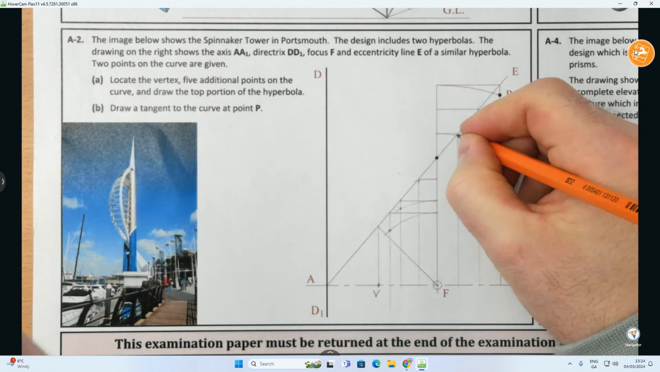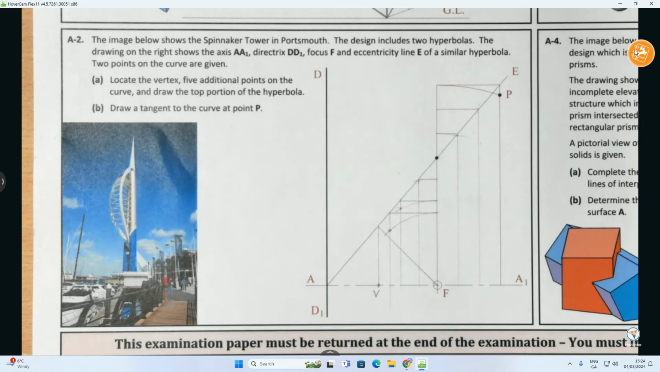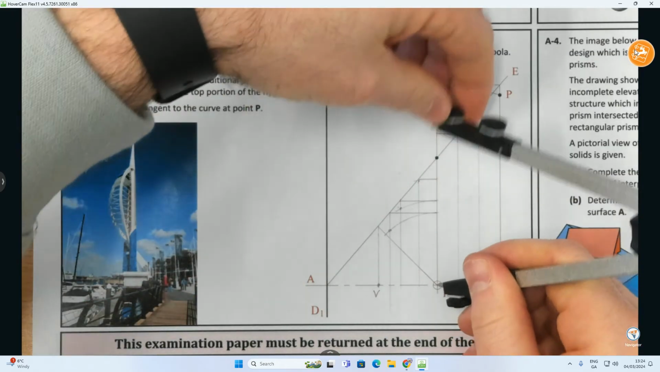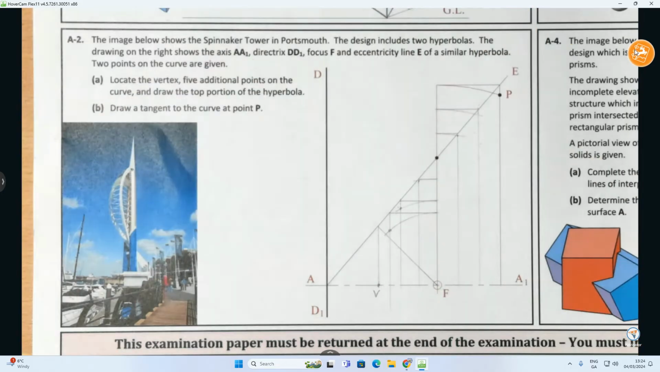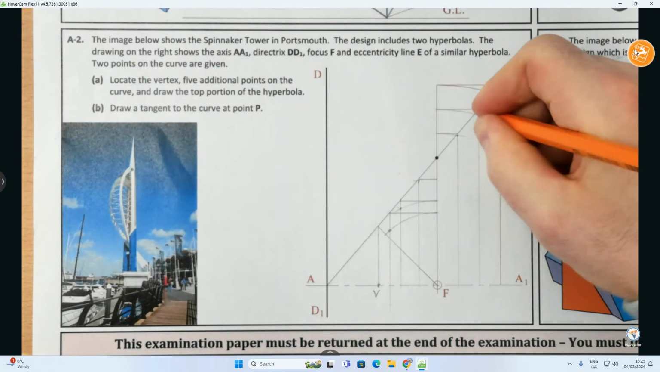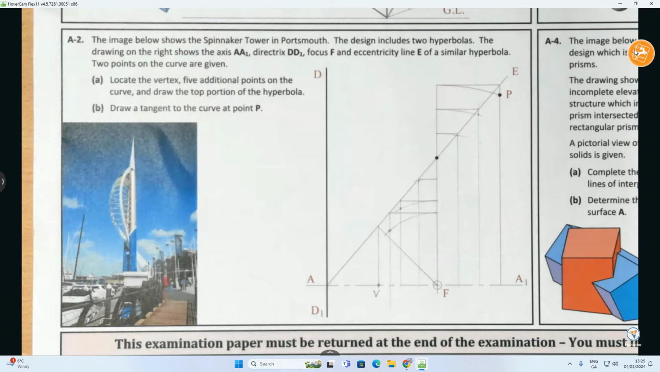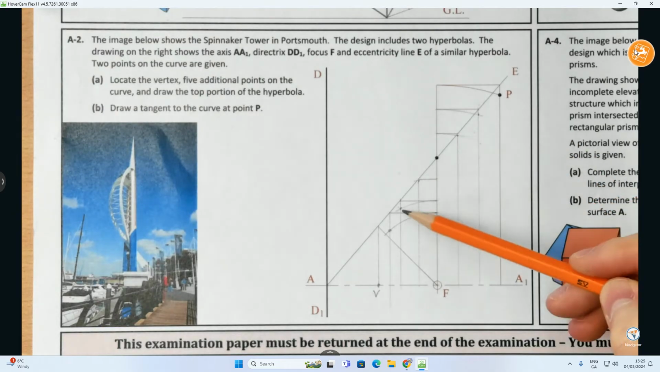Once again, it's going quite close to it. There's that one. Then up to the next one. Further away you get, it should get a little bit further away. There we go. Okay, have we found 5 additional points? Yes, we have. 1, 2, 3, 4, 5.